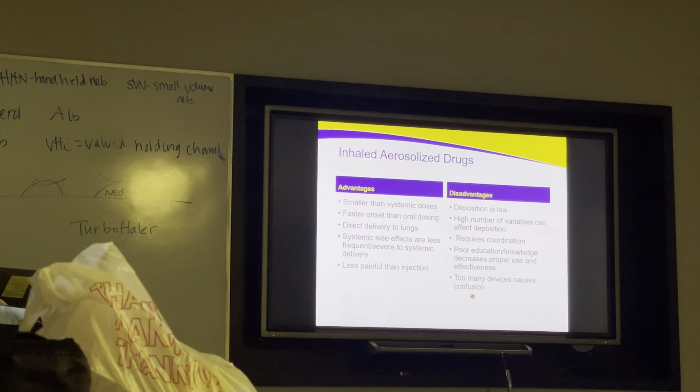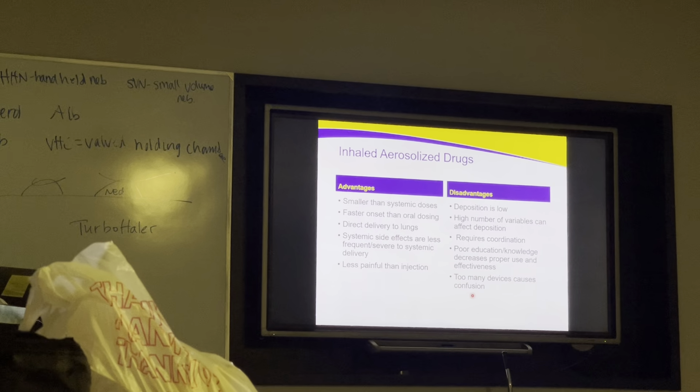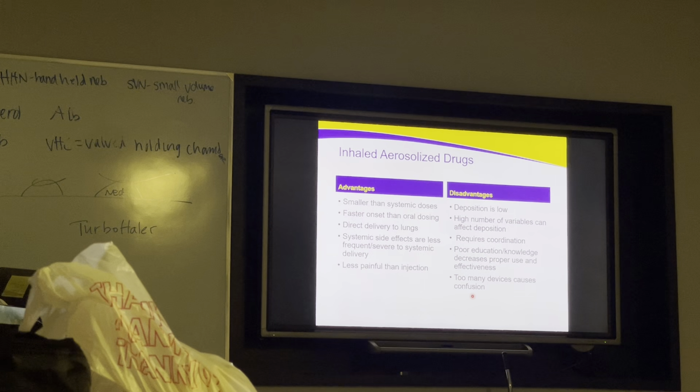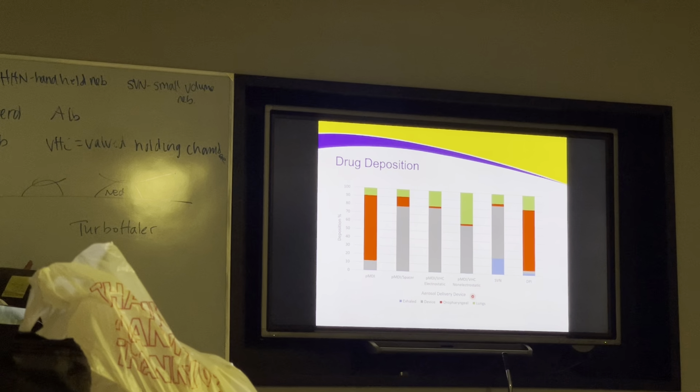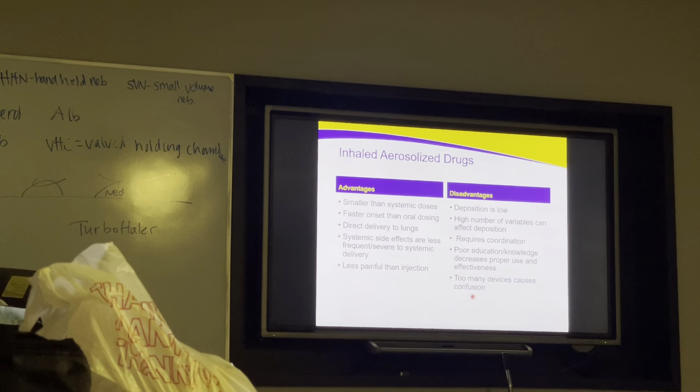All right, so we have a lot faster onset than oral dosing because we're going directly to what we're trying to treat, okay? So we get direct delivery to the lungs, and fewer systemic side effects, and obviously less painful than any injection you're gonna get, right? Agreed?